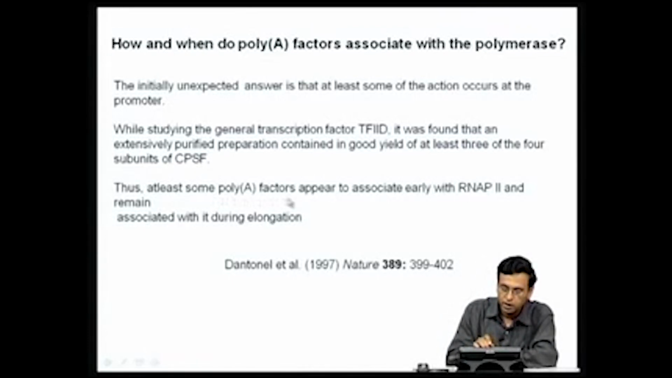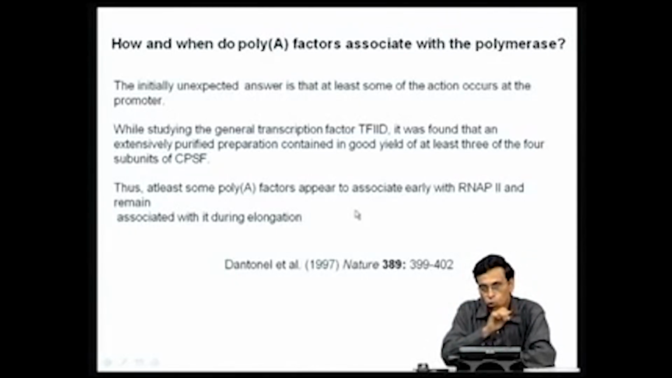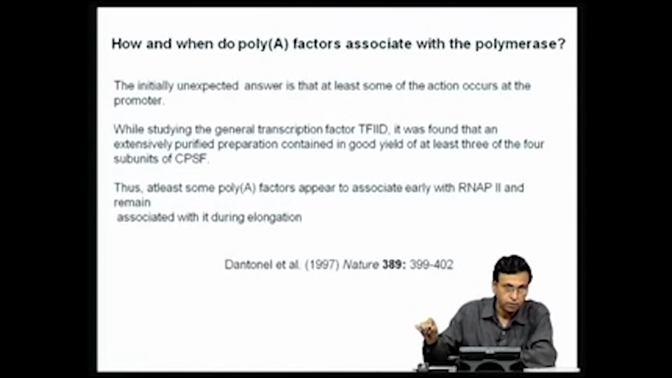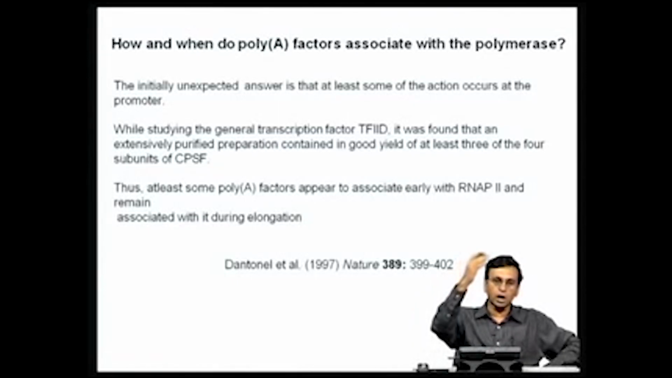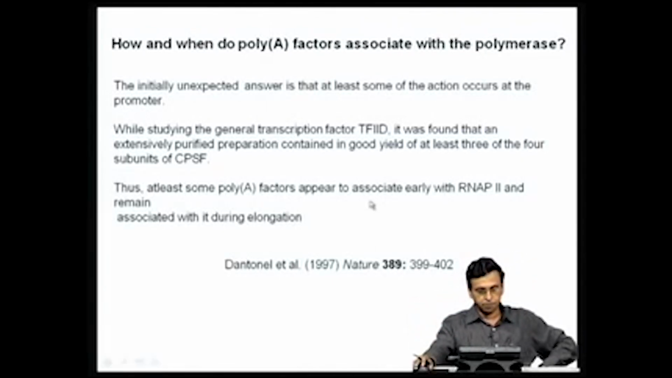So, at least some of the poly A factors appear to associate very early during RNA synthesis, at the transcription initiation step itself, and they remain associated with RNA polymerase throughout the process of transcription elongation. Okay. So, the crux of what this slide tells you is that although polyadenylation is the last step in pre-mRNA processing, some of the factors involved in polyadenylation seem to be associated with the RNA polymerase and the pre-initiation complex at the stage of transcription initiation itself, and right from the beginning they remain associated with the RNA polymerase throughout the transcription process.